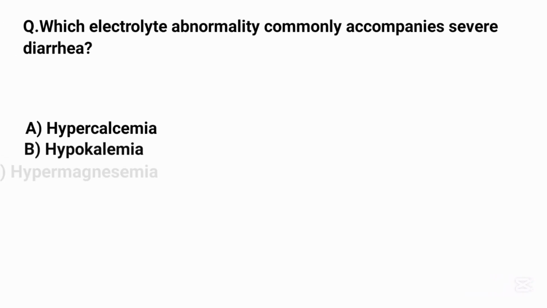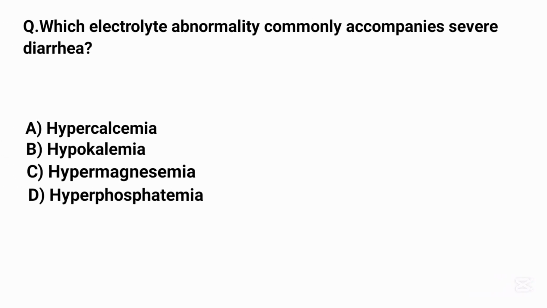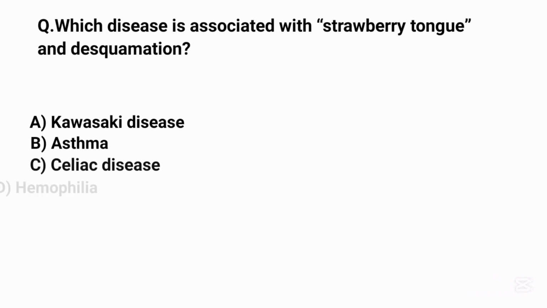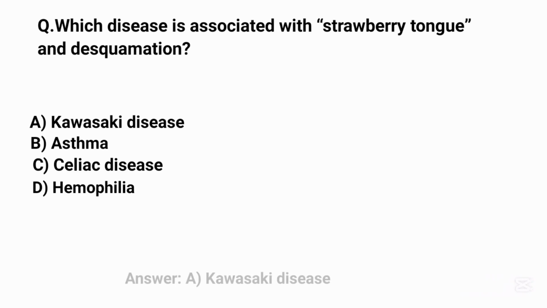Which electrolyte abnormality commonly accompanies severe diarrhea? Correct answer is option B, hypokalemia. Which disease is associated with strawberry tongue and desquamation? Correct answer is option A, Kawasaki disease.